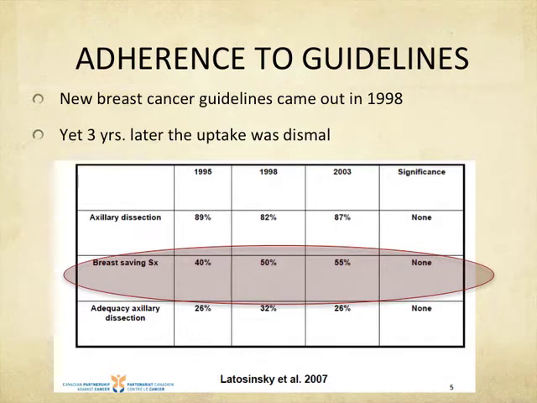But in 1998, they brought out new guidelines for breast cancer and tried to improve the number of patients who were having breast salvage surgery. And before the guidelines came out, sort of 1995 and 1998, of the patients who were able to have breast-saving surgery, only about 50% had it. And you'd think after the guidelines came out there would be a big increase. However, the uptake was quite poor, and only a few more percent of surgeons were offering this to their patients.